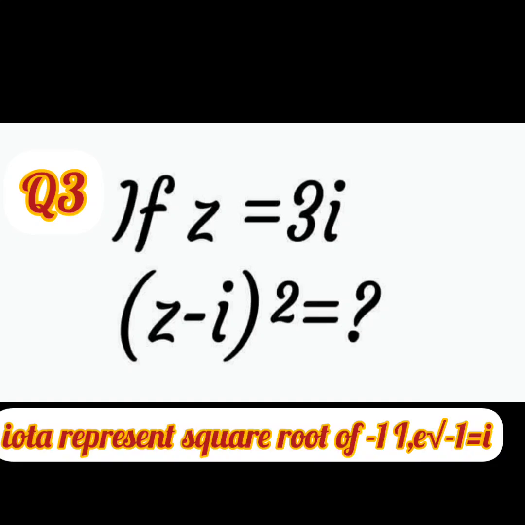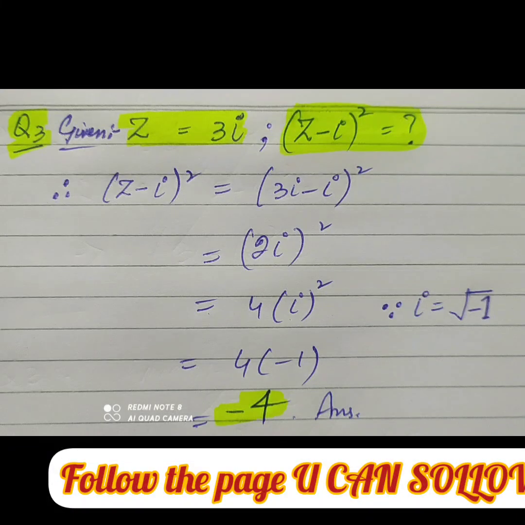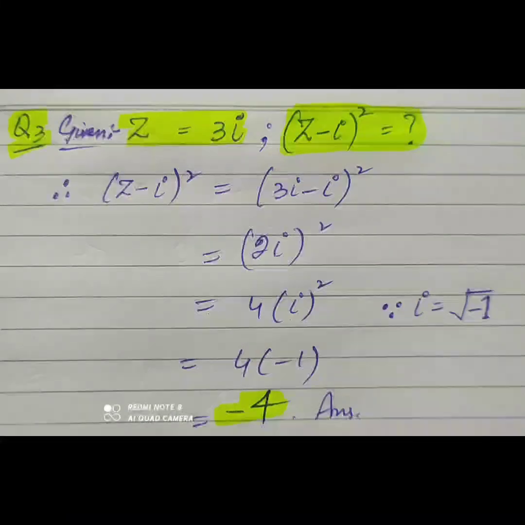Question number 3 is, if z equals 3 iota, we have to find out the value of z minus iota whole square. Here we have to make use of the value iota, which equals square root of minus 1. That is, iota represents square root of minus 1. For this we have written it as z minus iota whole square equals 3 iota minus iota whole square, where we have substituted the value of z equals 3 iota. We got 2 iota whole square. That means we have 4 into iota square, which equals 4 into minus 1 equals minus 4, which is the right answer.